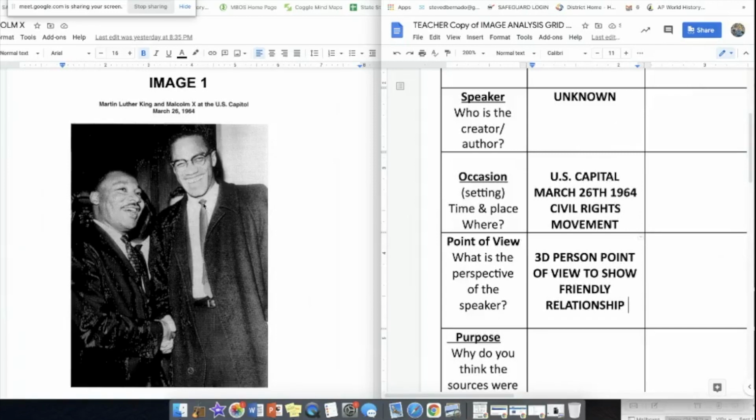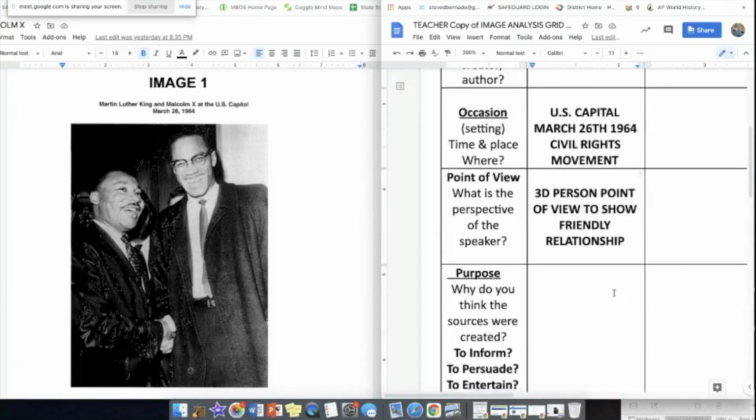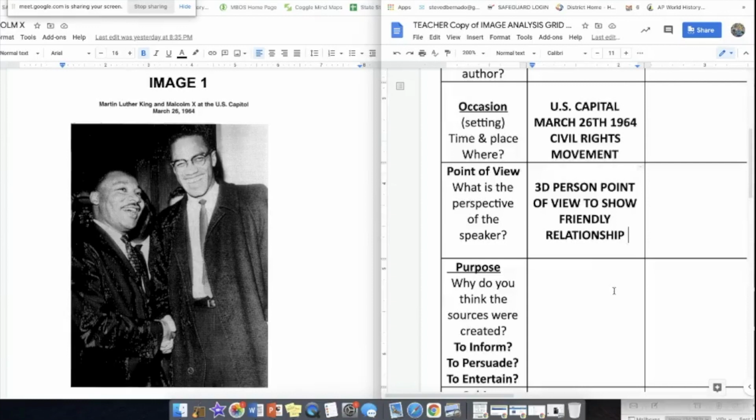See that? They're smiling and shaking hands. We look at that image and we say, were Martin Luther King and Malcolm X friends? We don't know exactly they were friends, but we know they were friendly. Here's an image.